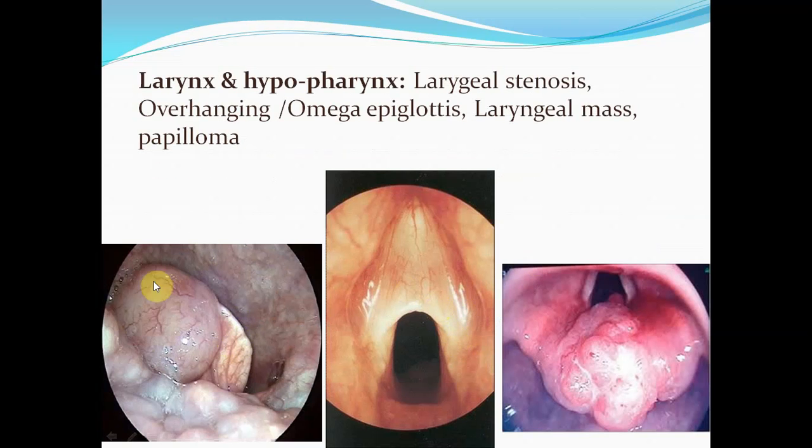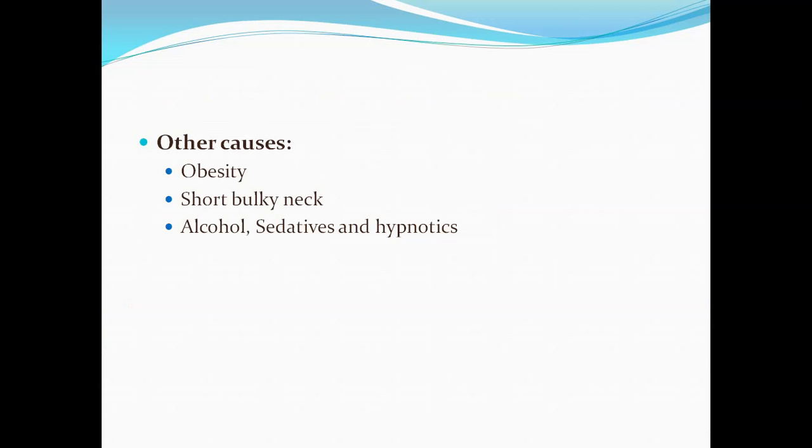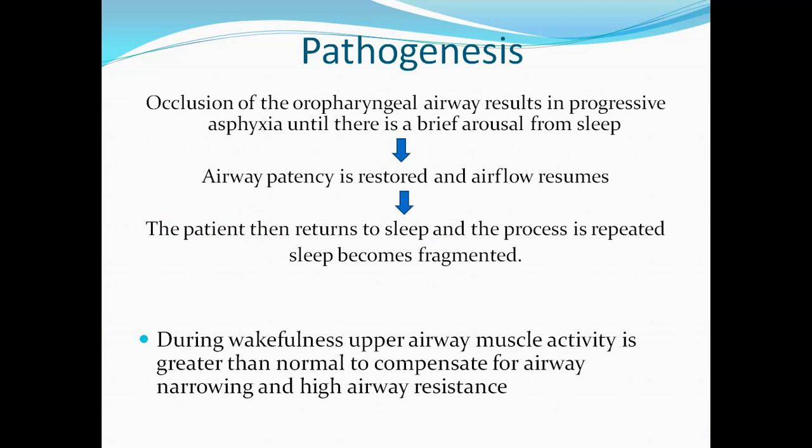A cyst in the vallecula, as it's seen in this picture, a large cyst in the vallecula can be one of the causes of obstructive sleep apnea. A laryngeal mass or a laryngeal papilloma, a mass in the larynx, can also cause obstruction to the airway, leading to obstructive sleep apnea. Some other causes may be obesity, short, bulky neck, and certain conditions like heavy alcohol intake, and sedatives and hypnotics can be the causes of obstructive sleep apnea.